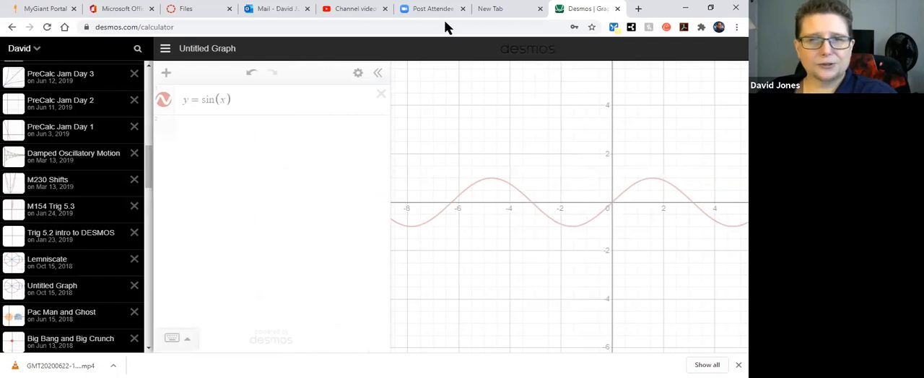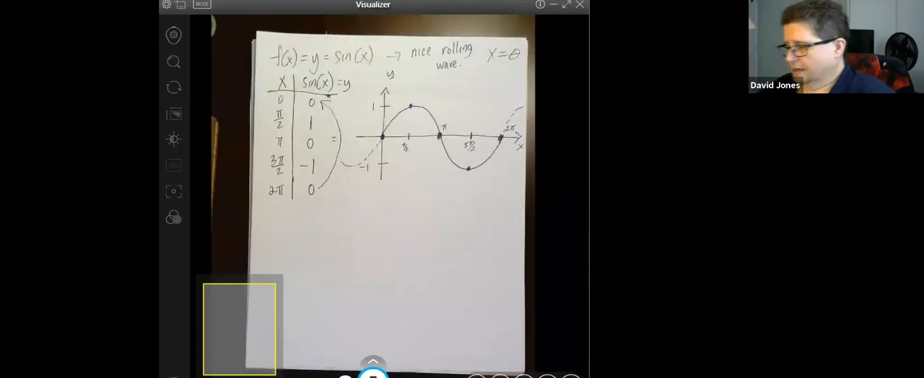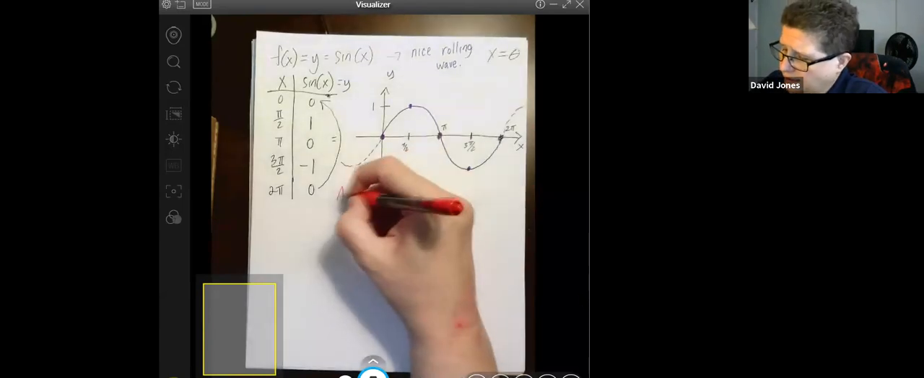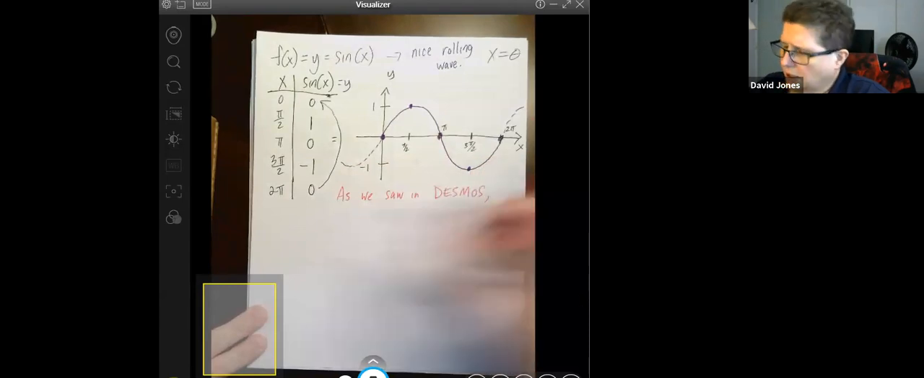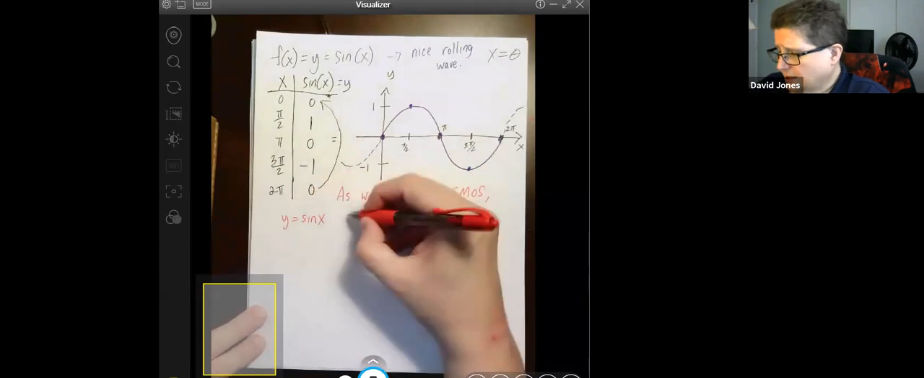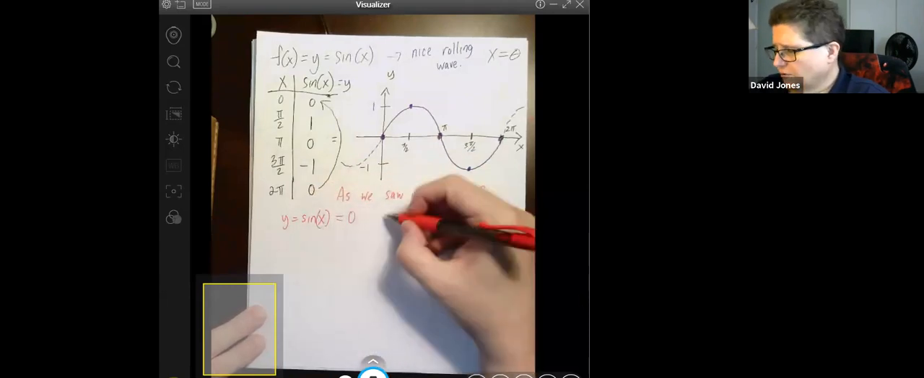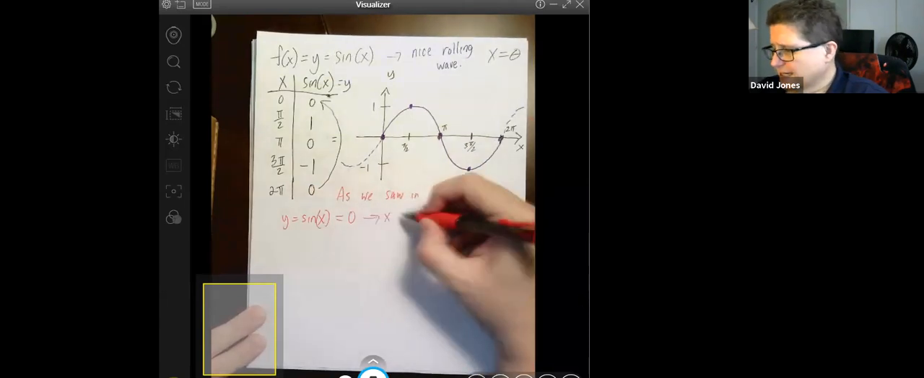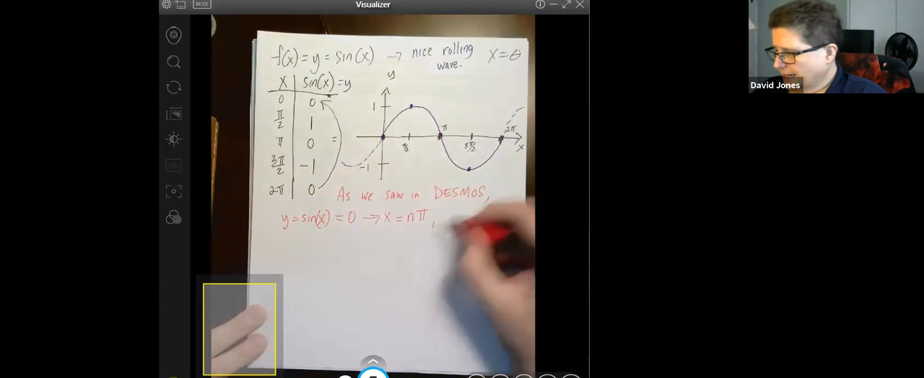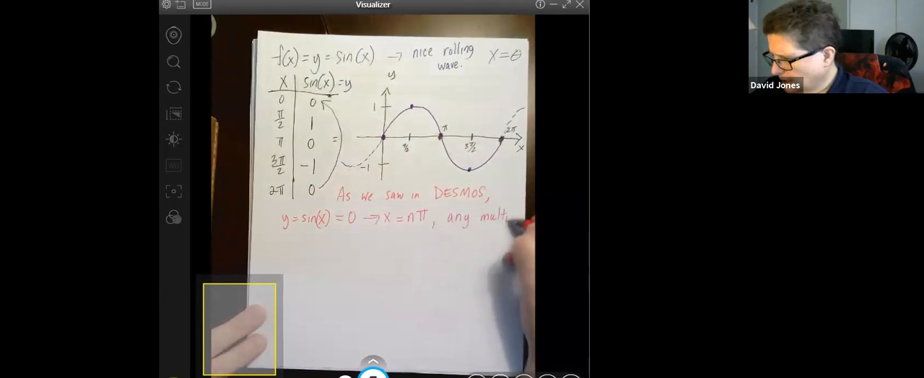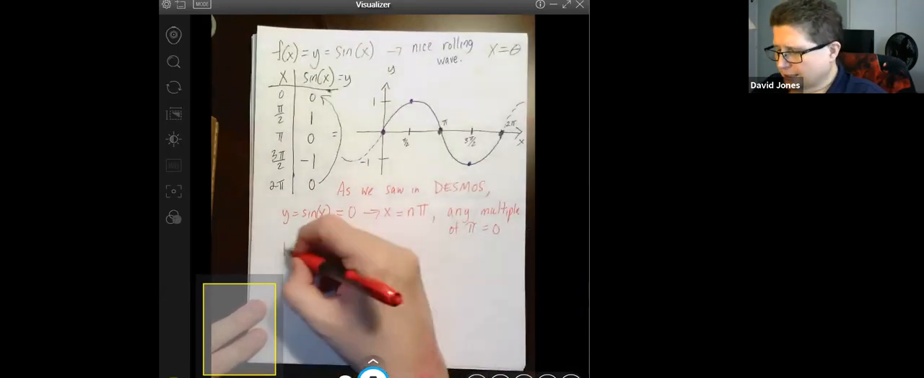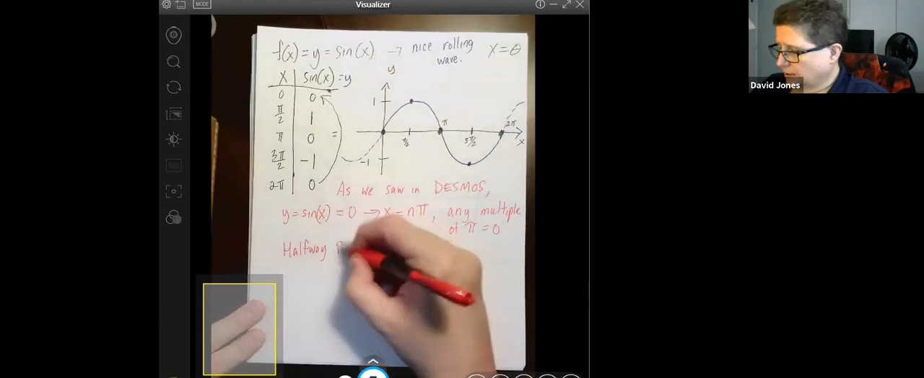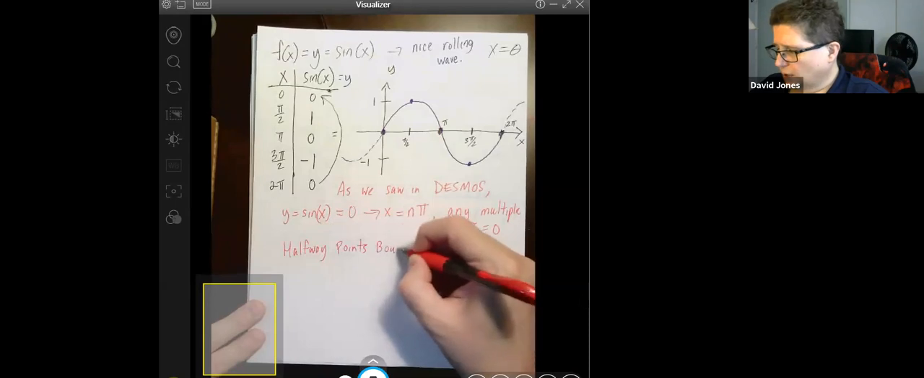So let's go back to our graph. As we saw in Desmos, y equals sine x equals 0 for x equals n pi. Any multiple of pi gives 0. And the halfway points bounce between 1 and -1.